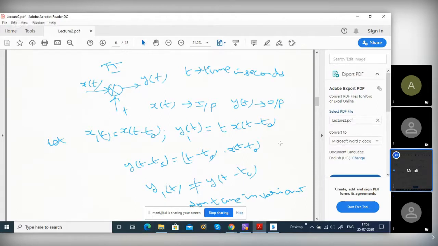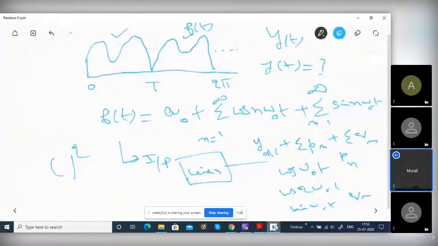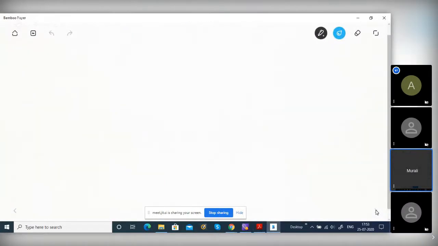What is the difference between time variant and time invariant? What can you do or not do in a time variant system? It varies according to time, that is a property. I'm just saying there are two blocks in my system. This is block one, this is block two. This is the output y of t, and this is my input x of t.